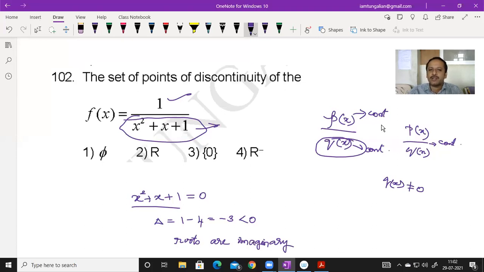Here the question is the set of points of discontinuity. They are asking where it is discontinuous. Nowhere is it discontinuous. It is continuous everywhere. So the answer is null set. If the same question asked for the set of points of continuity, then the answer would have been R. Understand the question carefully. If they ask for the set of points of continuity of this function, it is continuous everywhere, so R would have been the answer. But now they have asked us to find the points where it is discontinuous. It is discontinuous nowhere. So null set is the answer.